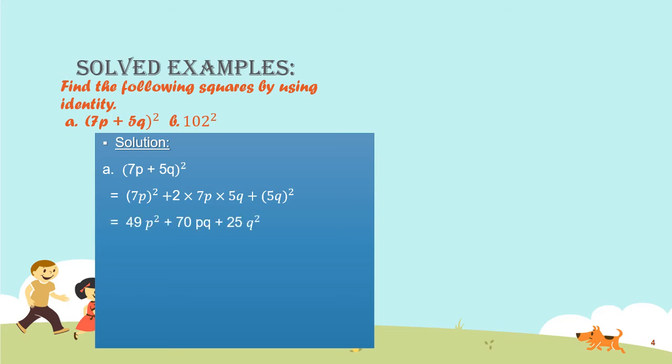Now 7p the whole square means it is 7p multiplied with 7p. 7 into 7 gives us 49 and p into p gives us p squared. The second term, that is the product of 2, 7p and 5q. So 2 into 7 into 5, that's equal to 70. Product of p and q is pq itself. 5q the whole square means it is the product of 5q into 5q. That's nothing but 25q squared. So we will be getting the answer as 49p squared plus 70pq plus 25q squared.